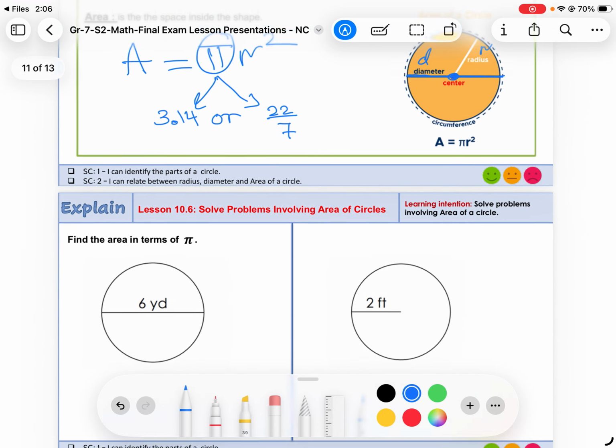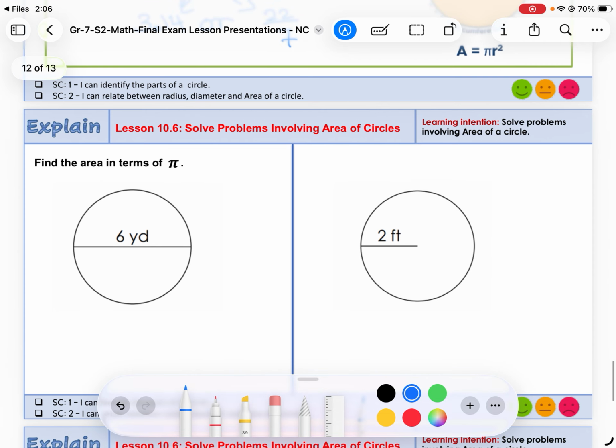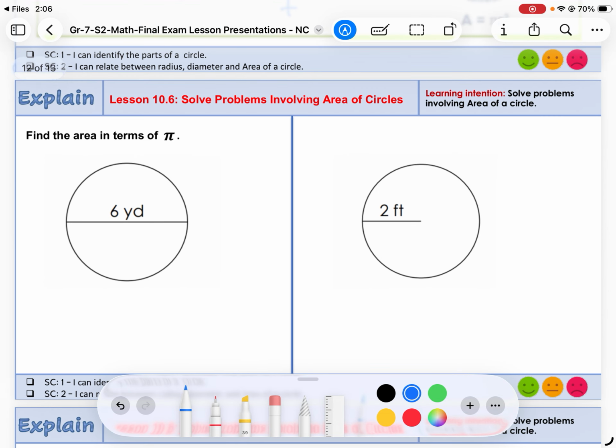Now I will show you 3 parts in this lesson. Let's start with the first task. Here, they're going to tell you to find the area in terms of pi. If they tell you to use 3.14, then you will have to do your calculations and be good at multiplying decimals. If they tell you to use 22/7, then you will have to be good at multiplying and dividing with fractions. Most probably it's going to be pi. So find the area in terms of pi.